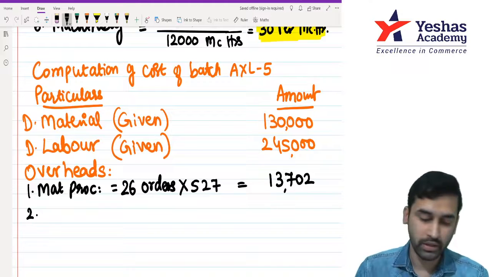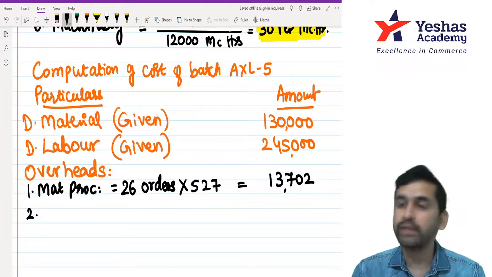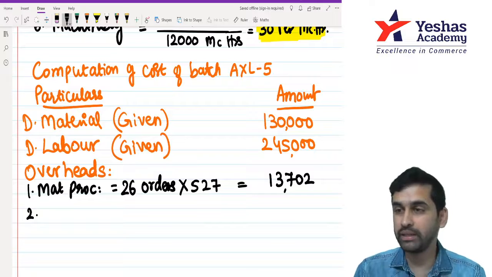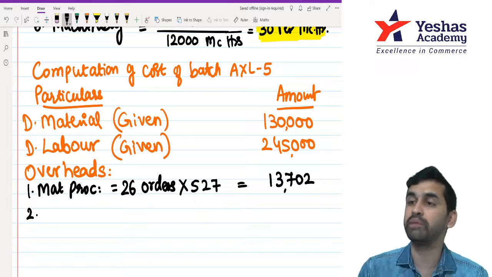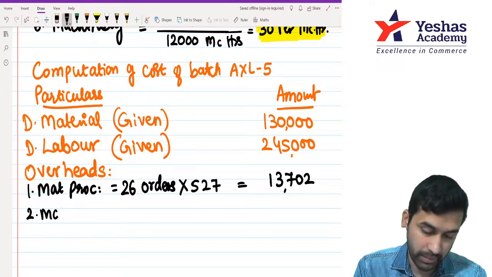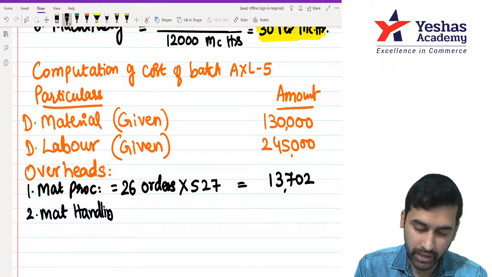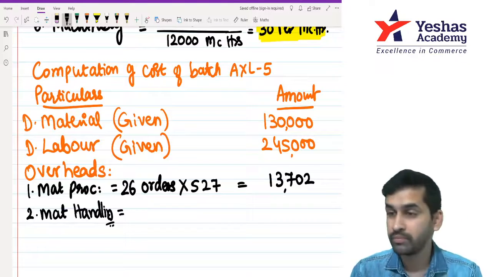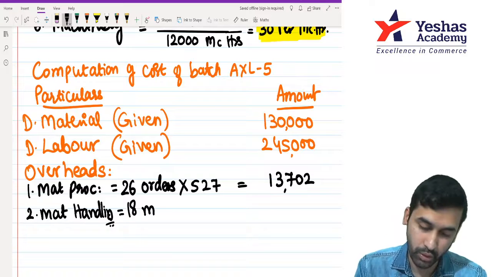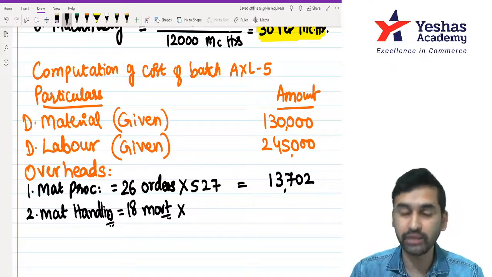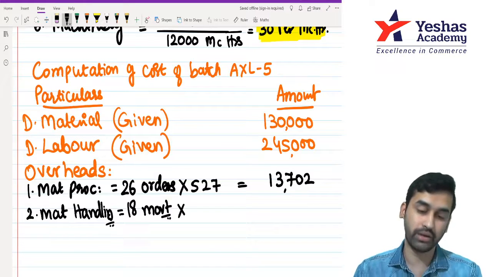13702. This is material procurement, which is the second item in the table. In the second table, material movement. Material movement is related to what? Material handling. Correct. And how many movements? Sir, 18 movements. Okay. Do we know how much is the cost per movement? Yes, sir. We have calculated in working note.